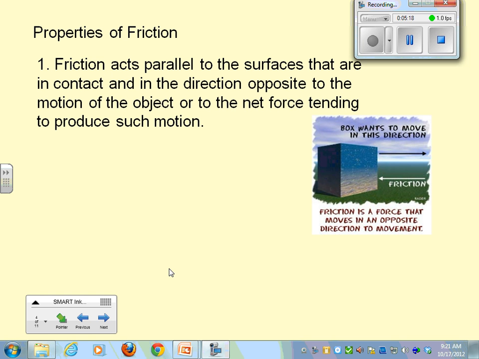Friction acts parallel to the surfaces that are in contact and in the direction opposite to the motion of the object or to the net force tending to produce such motion. So what I'm saying there is that friction is basically always opposite the motion or the intended motion if there is no motion, right? Like if I just push on the filing cabinet, there's no motion, but there's obviously friction. And it's always parallel to the surface. So those are the two things. It's parallel to the surface and it's opposite the motion.